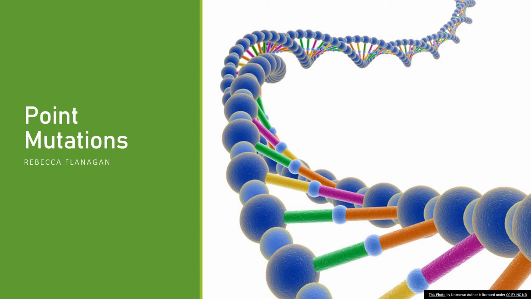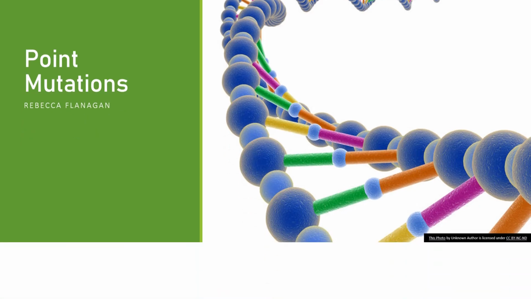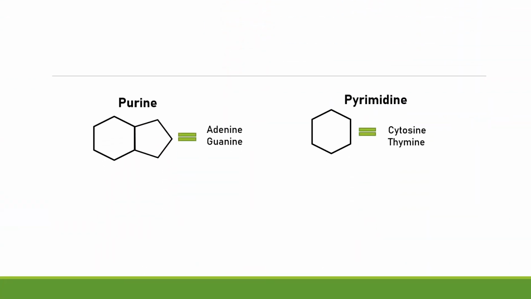Hi everybody! Today we'll be talking about point mutations and the effects that they have on protein production. First things first, we need to get some terminology down. Recall that the nitrogenous bases with two ring structures, adenine and guanine, are called purines. The single ring bases, cytosine and thymine, are called pyrimidines.